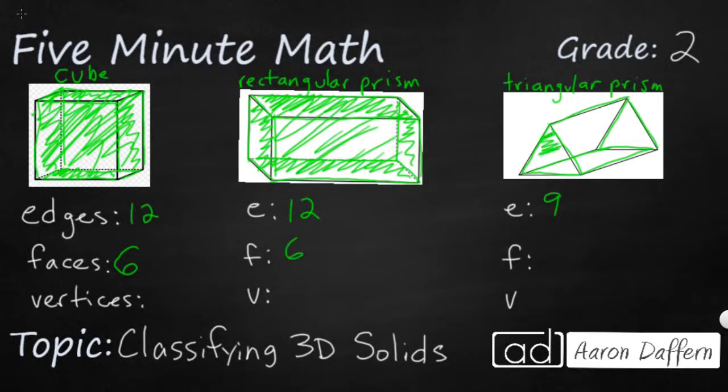We only have 5 faces on our triangular prism. The 2 triangle ones, and then you've got 1, 2, and 3 rectangular ones. So that's a total of 5. Vertices are corners. So we've got 1, 2, 3, 4, 5, 6, 7, 8 corners on each rectangular prism and our cube. And then we have 1, 2, 3, 4, 5, 6 corners on our triangular prism.